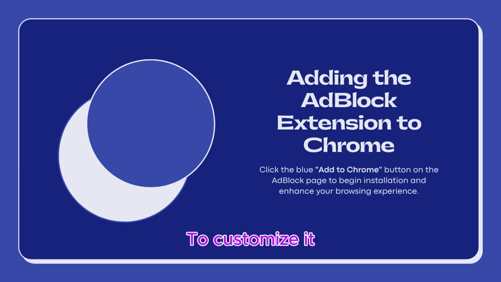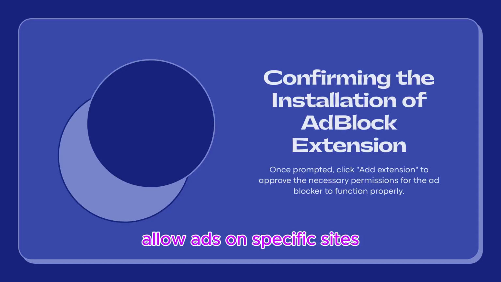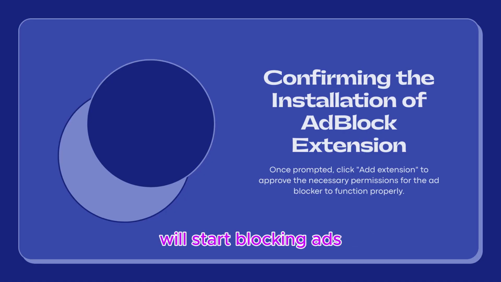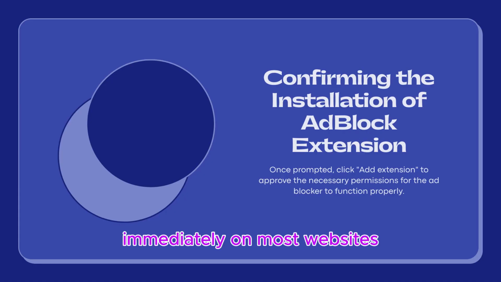To customize it, click the icon and select Options or Manage. Here you can adjust filter lists, allow ads on specific sites, or enable extra privacy features. The extension will start blocking ads immediately on most websites.